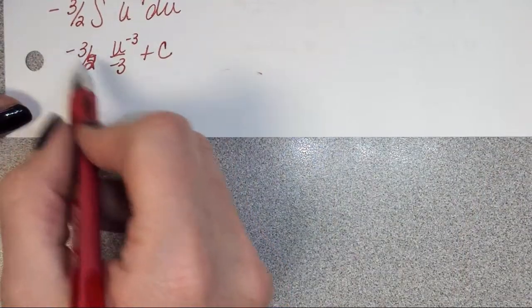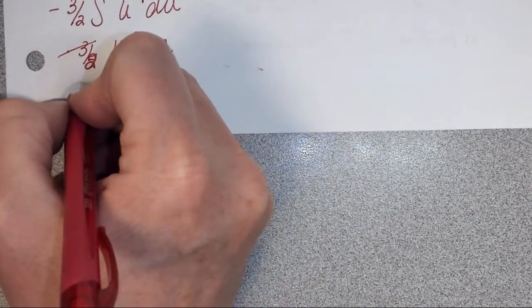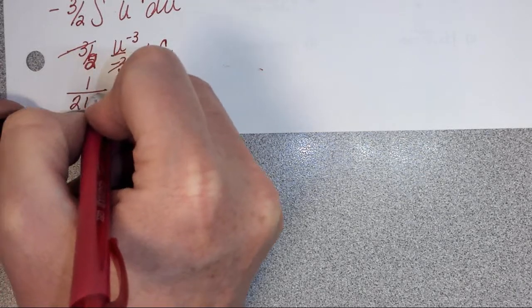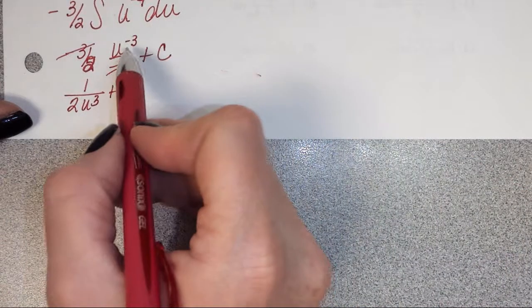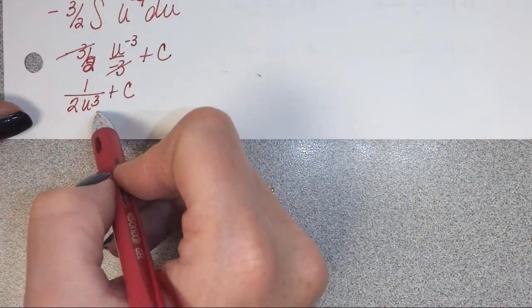All right, so what does all of that turn into? Well, the negative 3's are going to cancel, so I'm going to have 1 over 2 u to the third plus c. You see that? How the 2 goes on bottom, the u to the negative 3 goes on bottom to make it positive.